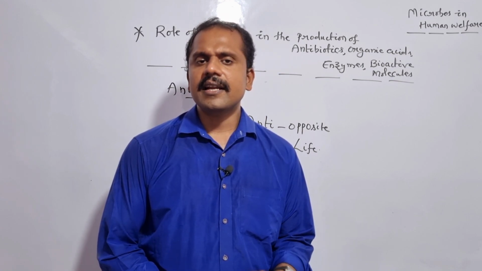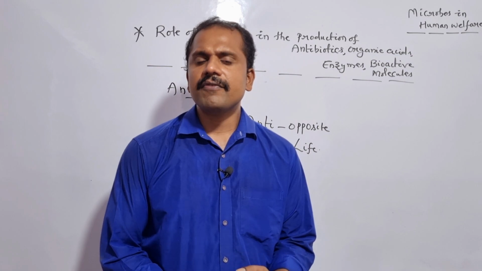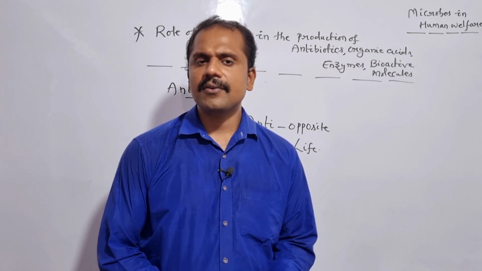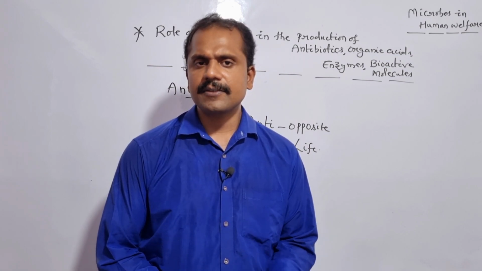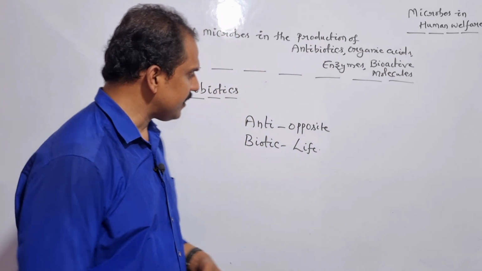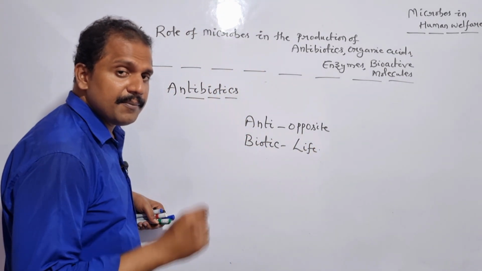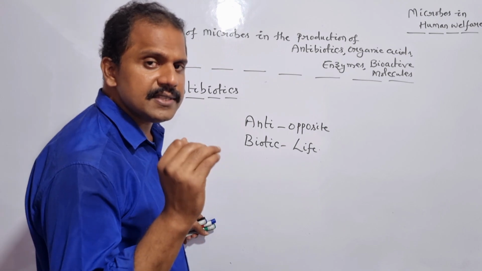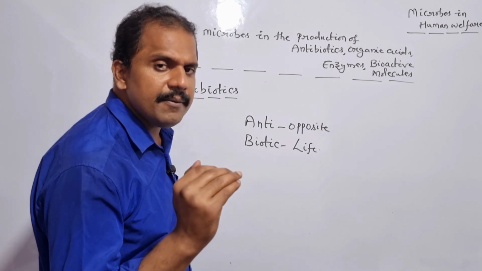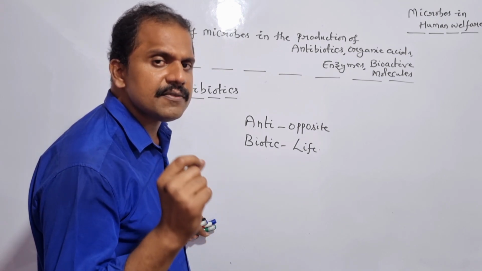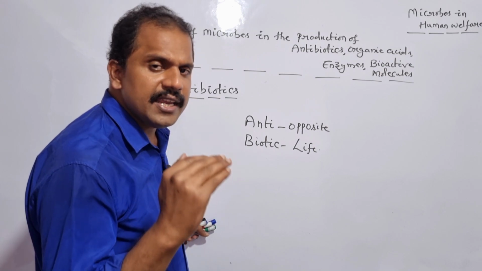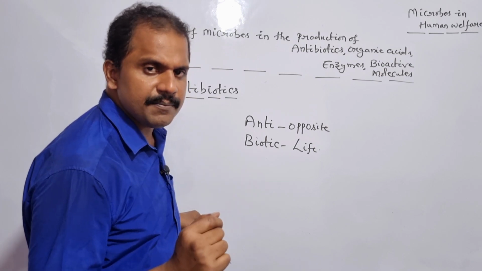So here the term antibiotic is derived from two Greek words, anti and biotic. The meaning of anti is opposite, and the meaning of biotic is having life. So antibiotics are the chemical substances which are responsible for inhibiting the growth of disease causing pathogens.